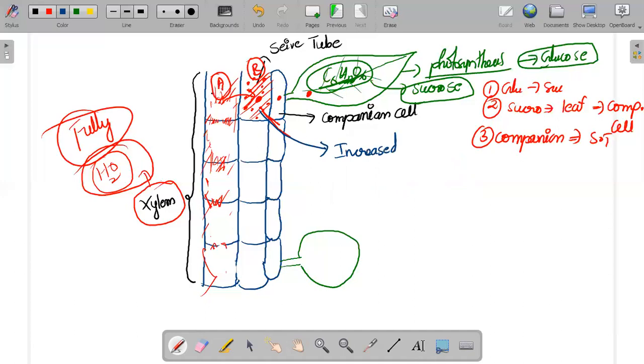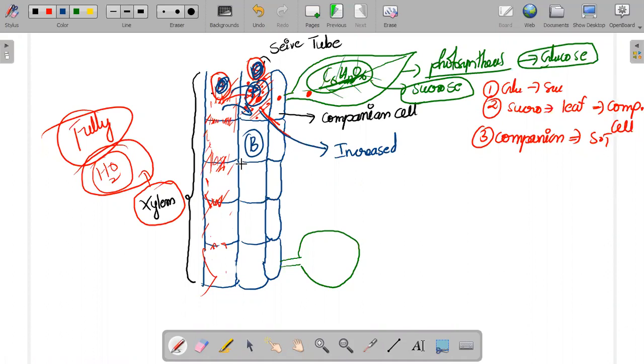Now consider this as an A cell and this as a B cell. Water potential in the A cell is increased because water is flowing from the adjacent xylem. The adjacent xylem donated some water. Now when you see the A and B cells, A has higher water potential and B has lower water potential.